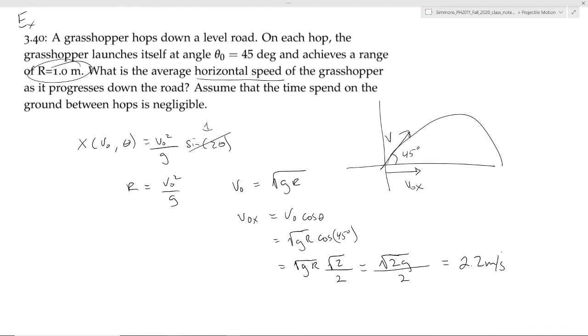So hopefully these examples help you see how these projectile motion problems are really a very logical progression from what we've talked about in terms of motion in one dimension and free fall, as well as adding in vector decomposition.